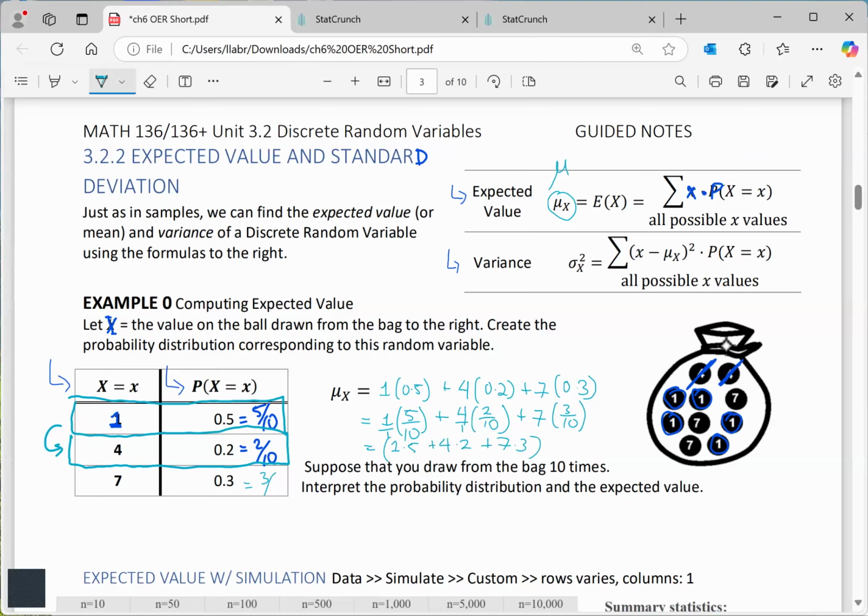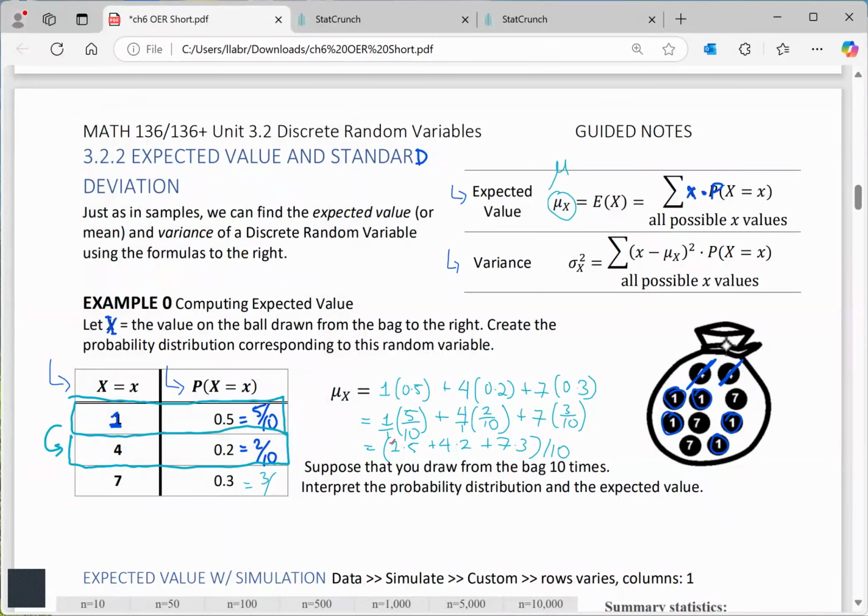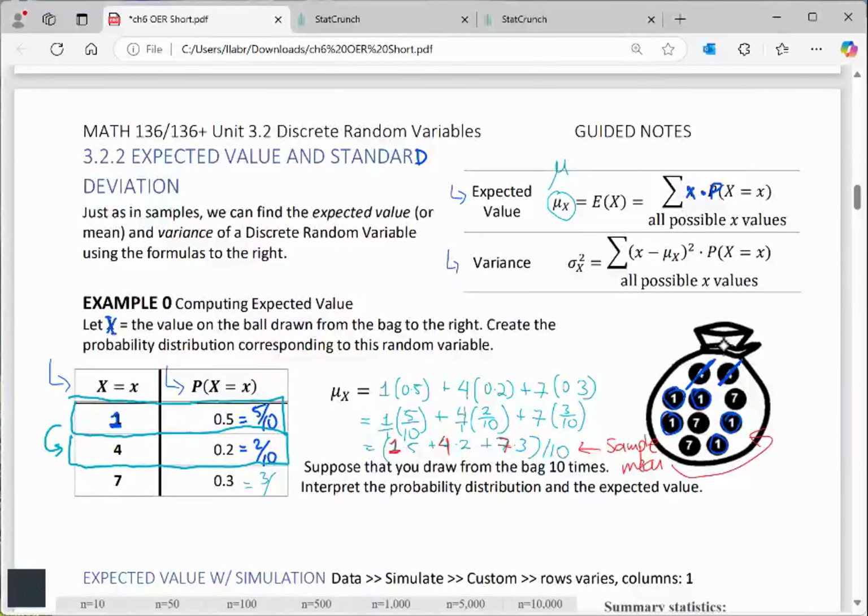If you look closely, we're just adding up a bunch of different things. Here is the reason why. The outcome that we see is 1, and there are 5 of those possible, so you get 1 plus 1 plus 1 plus 1 plus 1. Then one of the outcomes here is 4, and there are 2 of those balls. And the outcome here is 7, and there are 3 of those. So this is actually just the sample mean of that bag, of all of the potential outcomes in that bag.